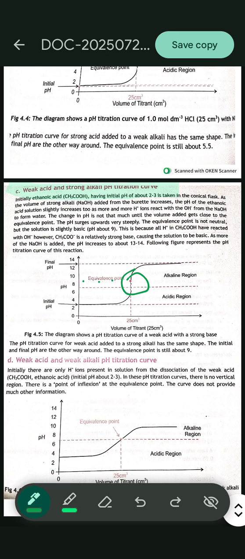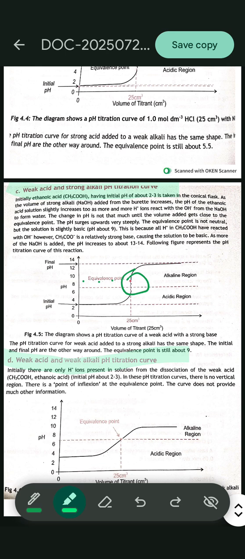Now we have the weak acid and weak alkali pH titration curves. Initially there are only H+ ions present in the solution from the dissociation of the weak acid and weak base. So first of all, the pH is about 2 to 3. In this pH titration curve there is no vertical region. There is a point of inflection at the equivalence point. This curve does not provide much information.